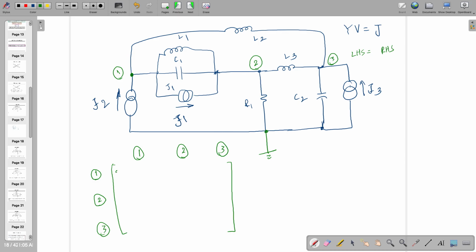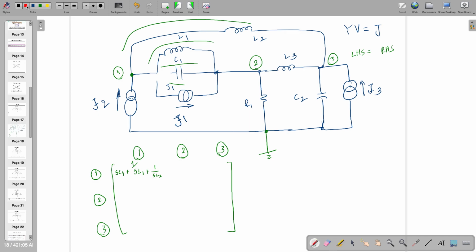So SC1 plus 1 by SL1, and 1 by SL2. Anything else? No, right? So those which are related to node number 1 are these 4 branches. That is what is written here, right? Okay. So current we are not writing because it will go to the right hand side.